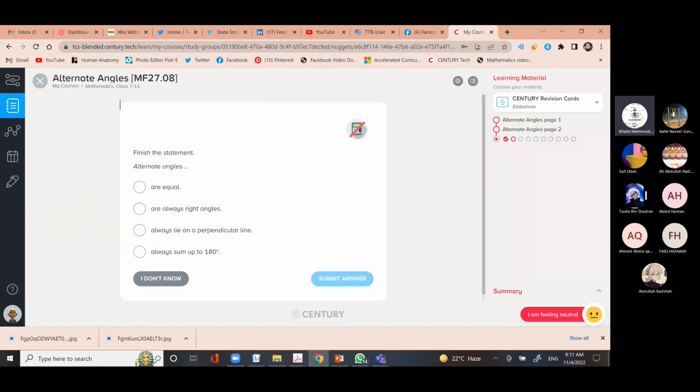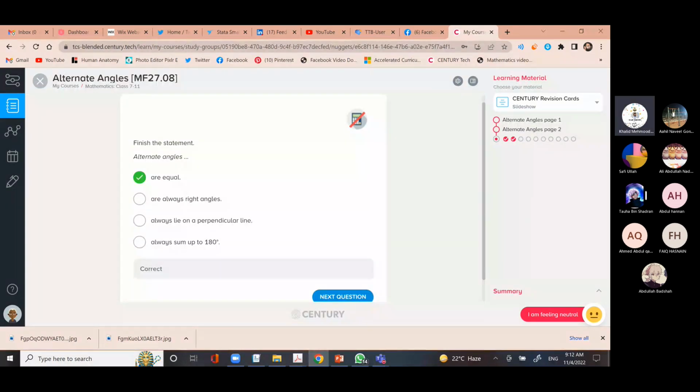What about this one? Sir, the first one. Alternate angles are equal, sir. Second one, always alternate angles are equal. Okay, let's check it out. Yes, sir. It's the first one. Oh, this is correct. Wow.